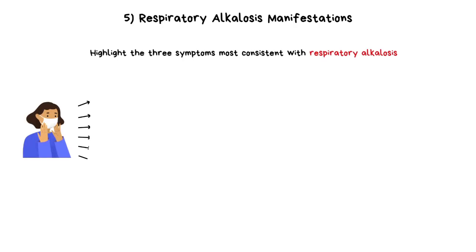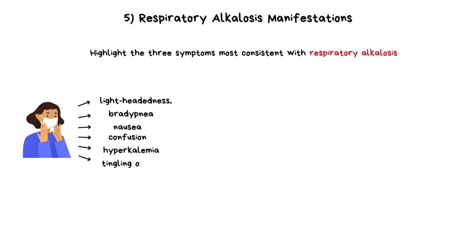overcorrects. Now, let's practice a highlight the text question. Respiratory alkalosis is often caused by overventilation, like in an anxiety attack or ventilator settings set too high. Your task is to highlight the symptoms that best match this condition. Highlight the 3 symptoms most consistent with respiratory alkalosis. The client reports lightheadedness, bradypnea, nausea, confusion, hyperkalemia, tingling of fingers. Select the best 3.